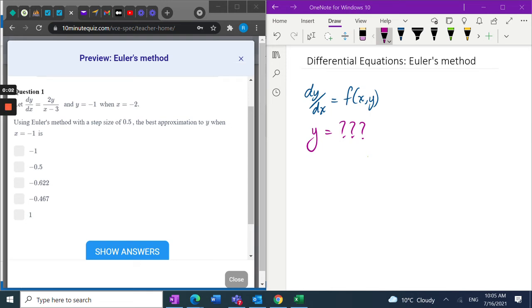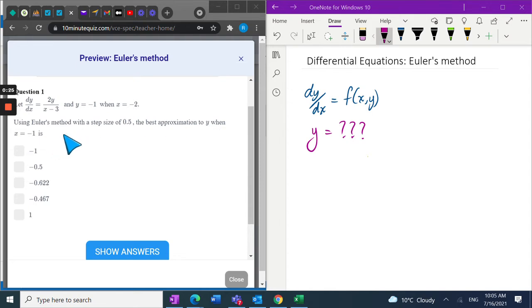Okay, so let's have a look at an example of using Euler's method to get an approximate solution to a differential equation. In this example, we're given our differential equation. We're given a point on the original curve. We want to use a step size of 0.5 to approximate y when x is -1.